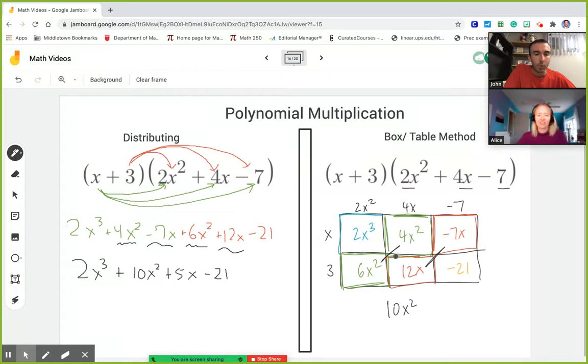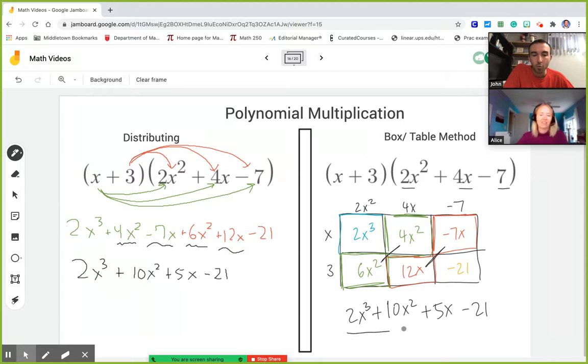So my green terms can be added together. 12x minus 7x, those are also like terms. They could be added together to make 5x. 2x to the third was the only cubic term, so I will leave that alone as 2x to the third. And negative 21 was the only constant term, so I will leave that alone as minus 21.